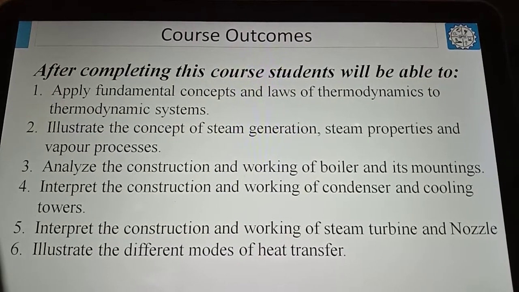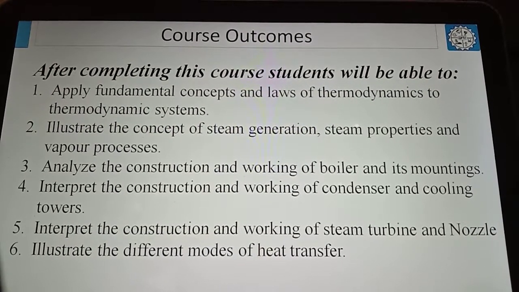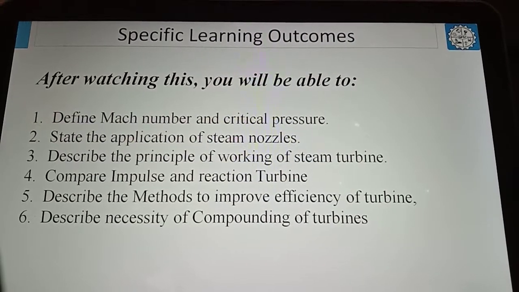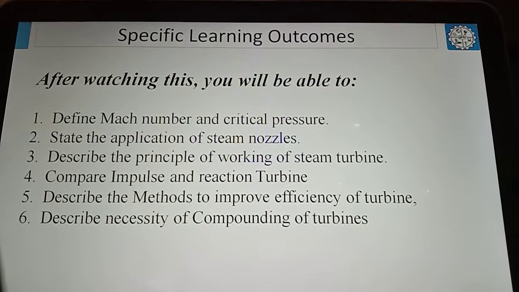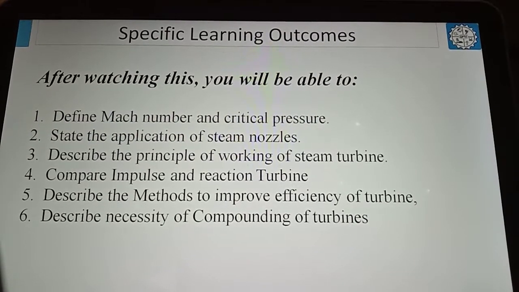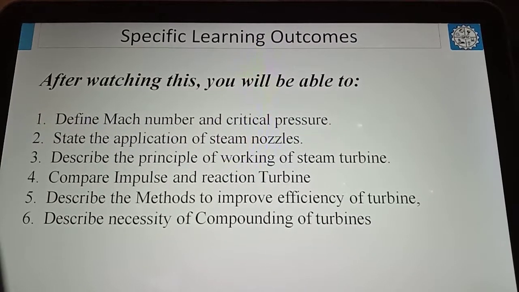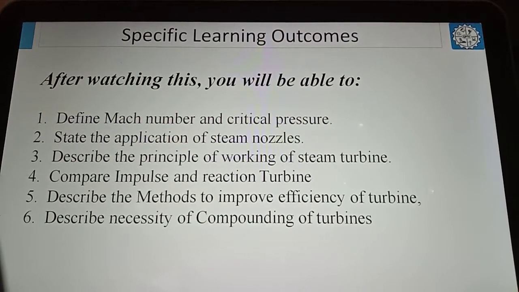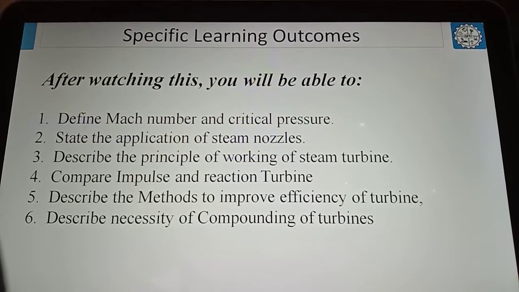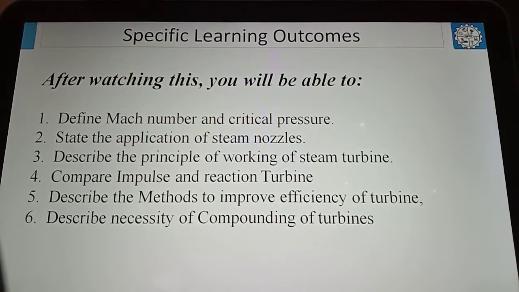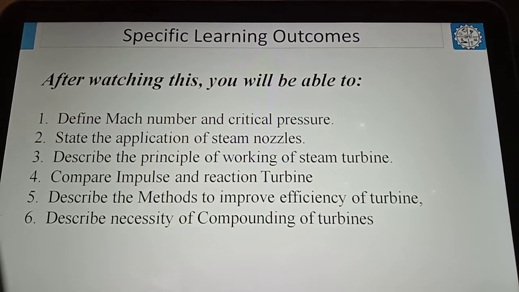and all these outcomes, and these are the specific learning outcomes. You will be able to define Mach number, critical. What do you mean by critical pressure? What is steam nozzle? Describe the working principle of steam turbine. You can compare impulse and reaction turbine.